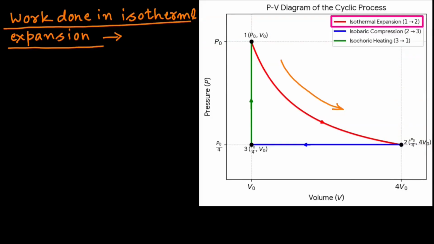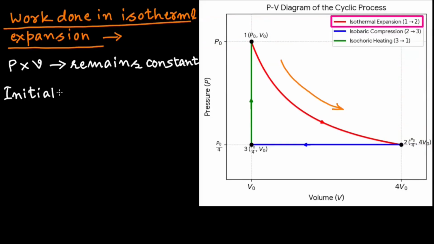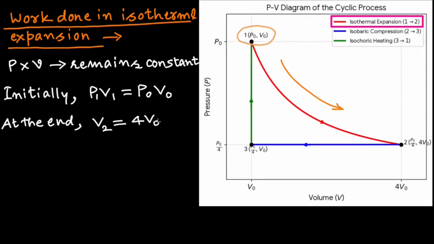In this first stage, pressure into volume remains constant. Initially, P1 V1 equals P0 V0. At the end, V2 is 4 V0 here. Therefore, P2 will be P0 upon 4.